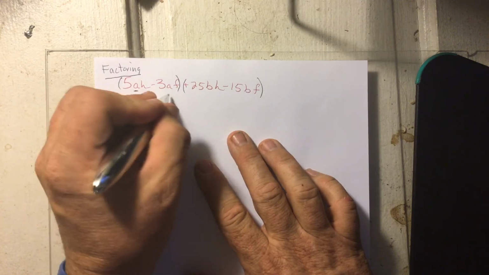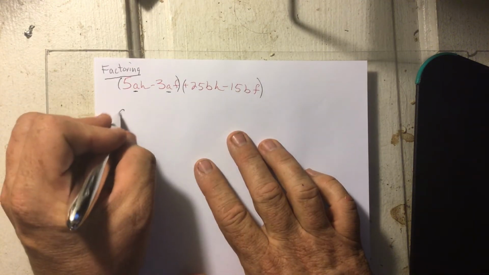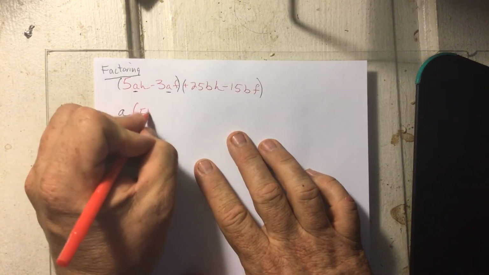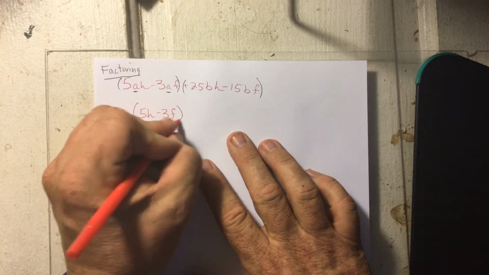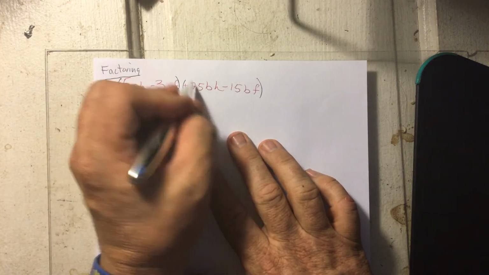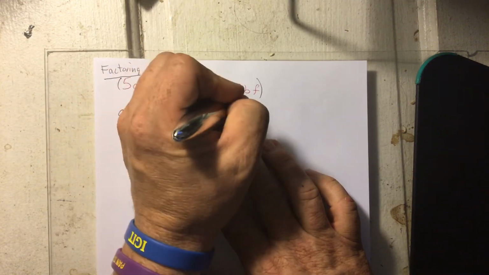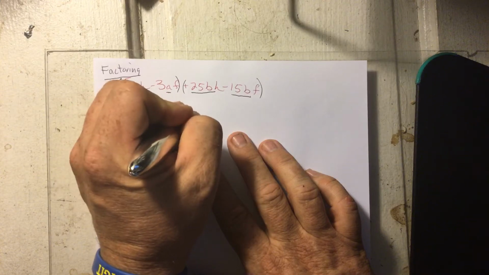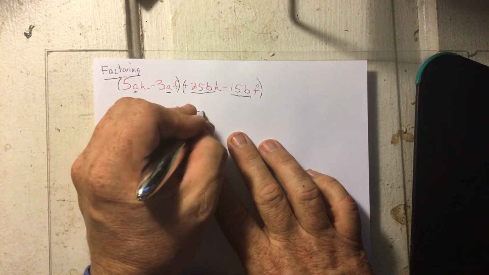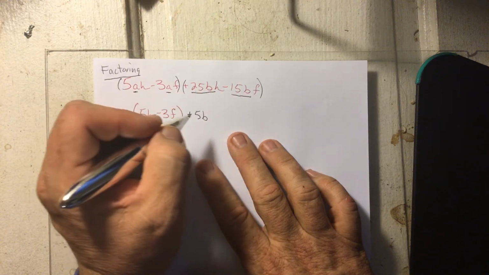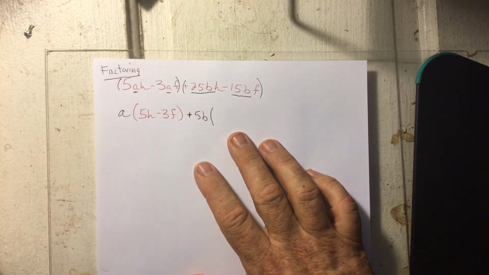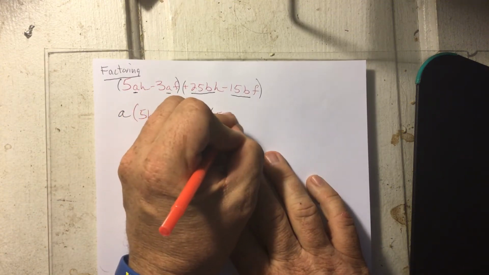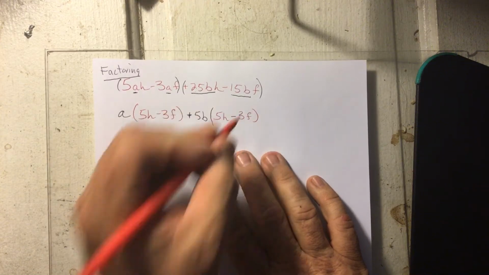So this one we're looking at an A. So I'm going to take out an A, and if I factor that out, I'm left with 5H minus 3F. And this one here, I can take out a 5 and a B. So then I'm going to go minus, oh, not minus, I'm going to take out a positive 5B. I can take out a 5 out of 25 and a 5 out of 15. And then if I do that, I'm left with 5H minus 3F.